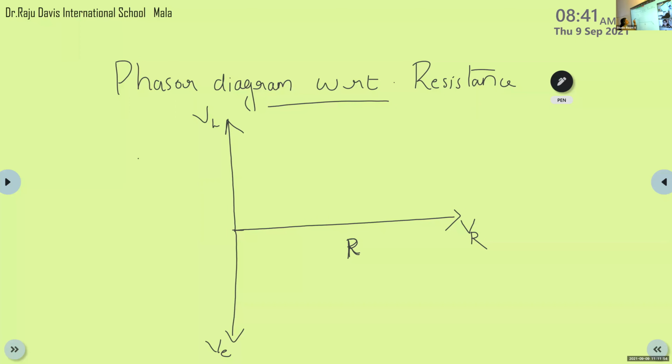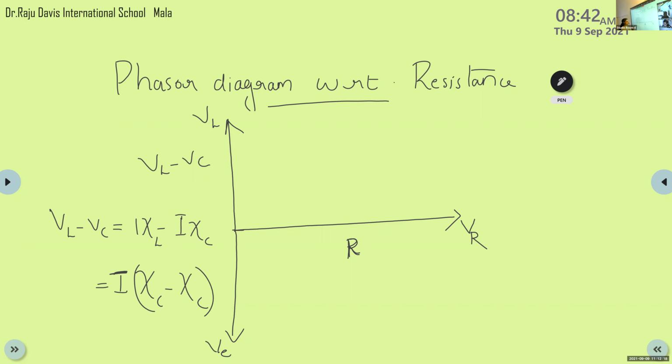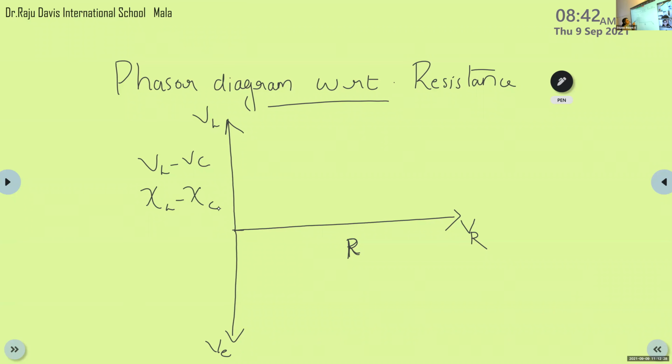And here we take VL minus VC. We know that VL minus VC is equal to I XL minus I XC. Here the term current is constant, so we can take it outside. It becomes I into XL minus XC. Since the current is a constant, we are not taking that value. So instead of VL minus VC, here we now have XL minus XC.